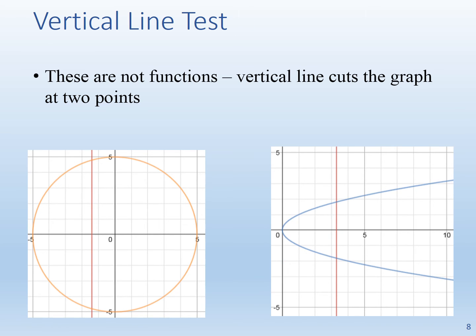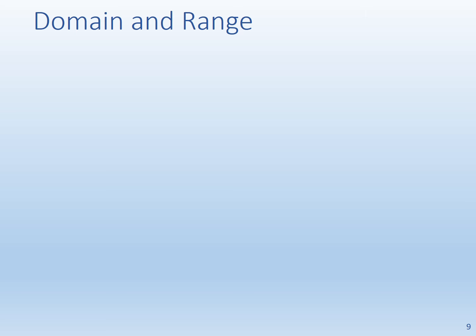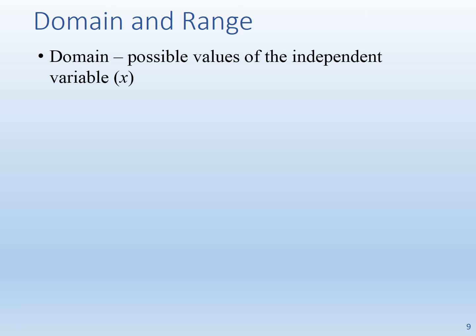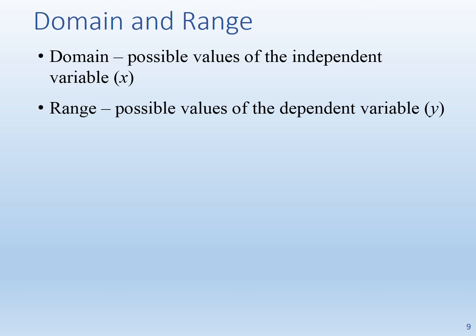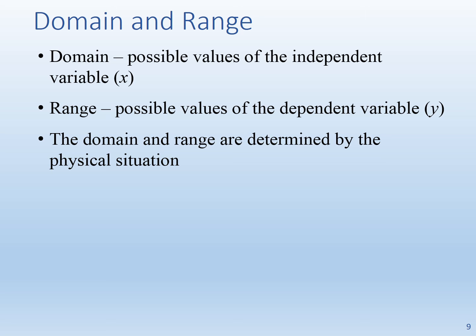I'll now introduce the terms domain and range. All the possible values that x can have is called the domain, whereas all the possible values that y can have is called the range. And the domain and range are determined by the physical situation.